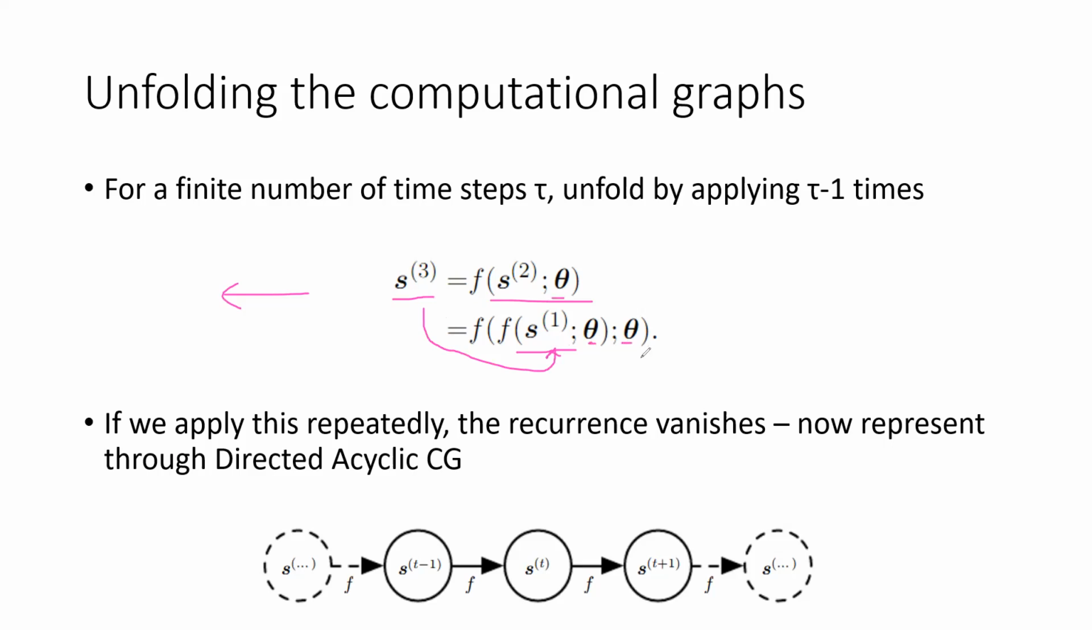So that's the most important part of recurrent neural networks. If we apply this repeatedly, the recurrence vanishes. Now represent through directed acyclic graph. So basically what they're saying is that we don't need to use this notation all the time. So we can just model this like that.